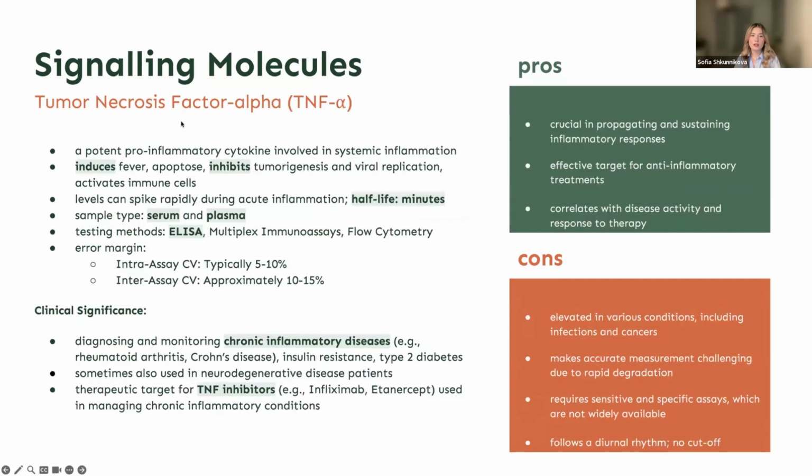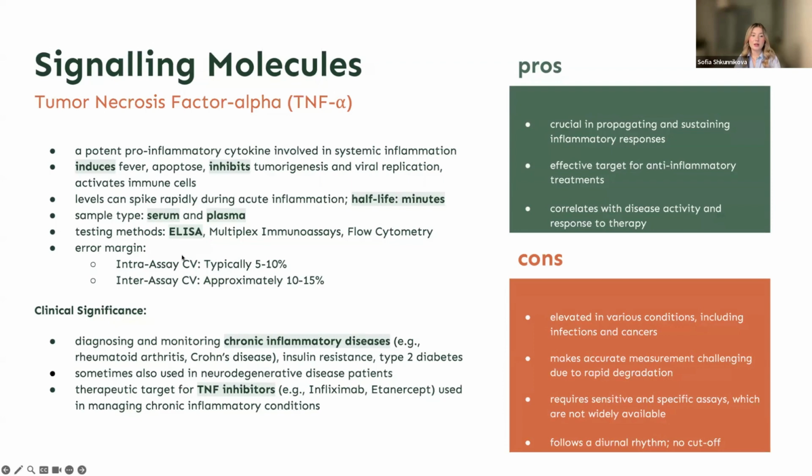The third interleukin, or the third signaling molecule that we'll be looking at, is the TNF-alpha. So it is a very potent pro-inflammatory cytokine involved in systemic inflammation. It induces fever, apoptosis, it inhibits tumorigenesis and viral replication, and it also activates immune cells. Half-life is also measured in minutes, and the testing is done in the same way as with the two previous biomarkers that we discussed.